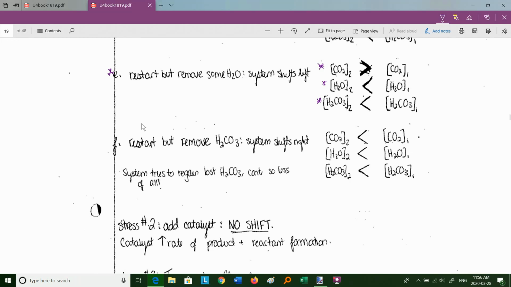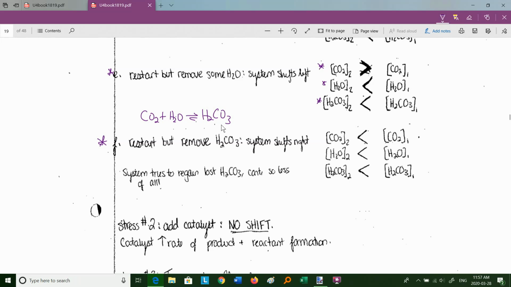Let's go down here to the final of the possibilities. What's our equation again? CO2 plus H2O goes to H2CO3. And this time we're going to restart, but we're going to remove some H2CO3, okay? And this is the one that would happen most often in industry. You just get to equilibrium and then your boss says, no, I don't want to get to equilibrium. If I'm a carbonic acid factory, I don't want to lose carbonic acid back to the reactant.